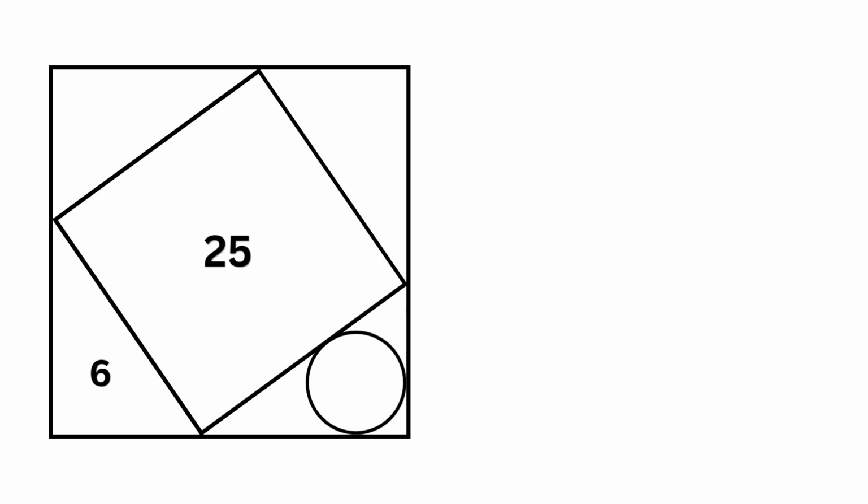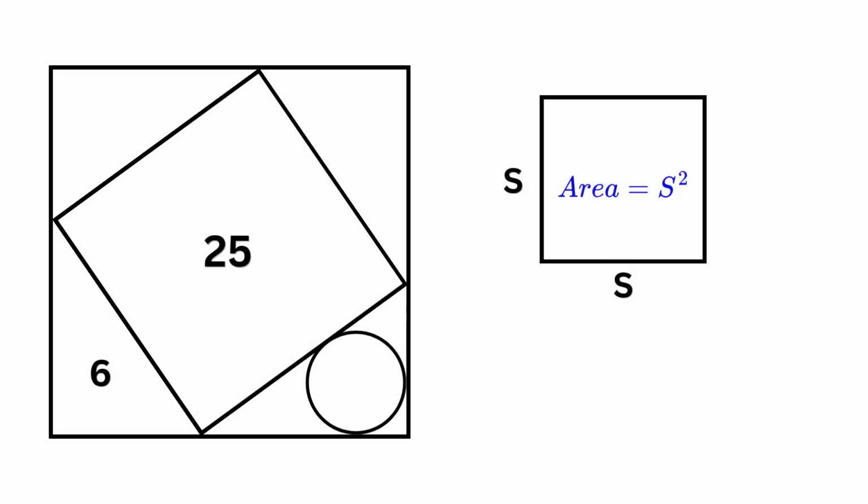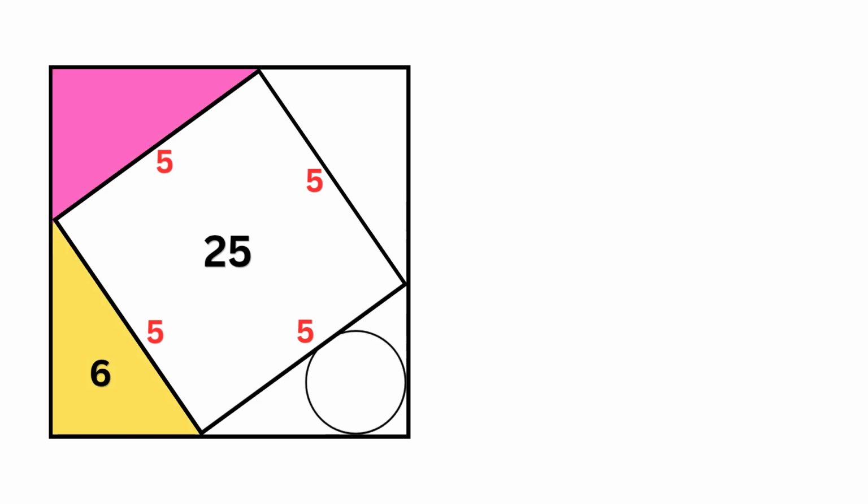We are given that the area of the inner square is 25 units. Also, we know that area equals side squared. So, each side of this square is 5 units. Now look, there are 4 triangles sitting in the corners, and they are identical.